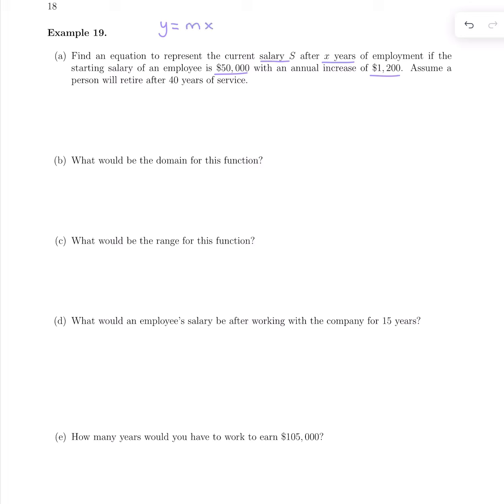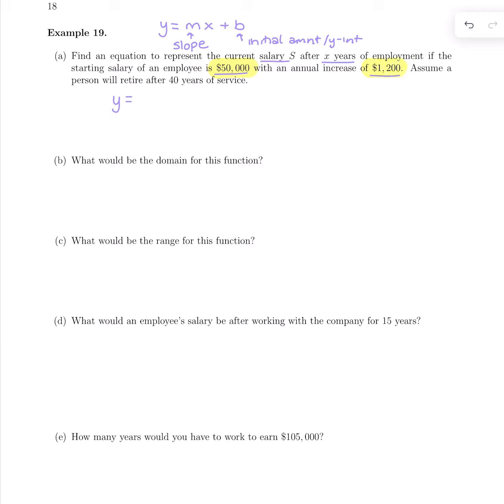Thinking about linear functions, we are thinking about y equals mx plus b. M is the slope, and b is the initial amount or y-intercept. So for this function, I'm just going to start with y equals mx plus b. We'll switch to S and X in a second. We're going to figure out which one of these is a slope and which one is the y-intercept or the initial amount. So their starting salary is $50,000 and they have an increase of $1,200 per year that they work.